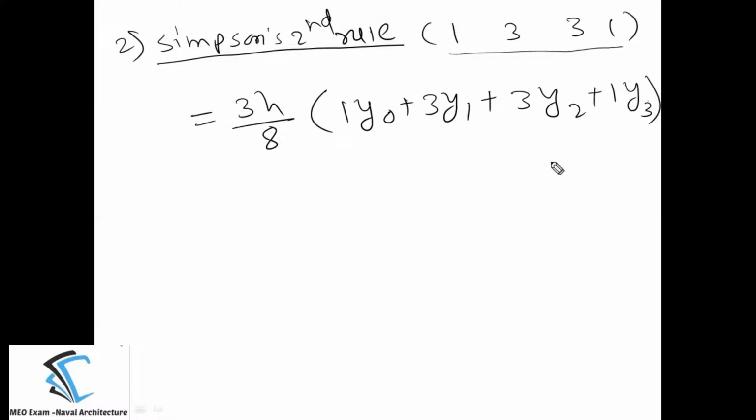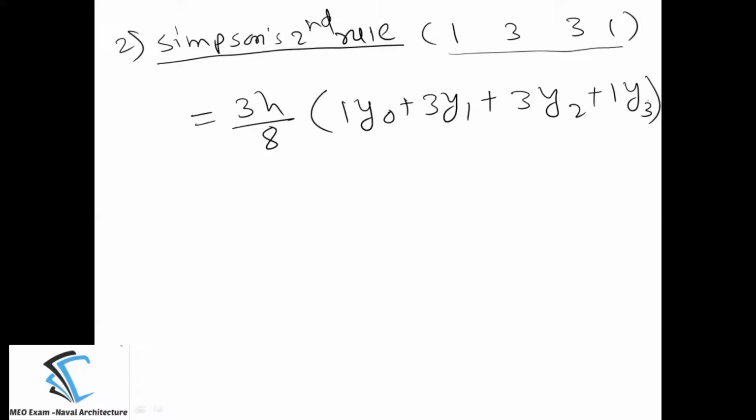So like this you can use Simpson's second rule. The rest of the things will remain the same as we have discussed earlier. If y0, y1, y2, y3 are linear dimensions, then the answer will be an area. If y0, y1, y2, y3 are areas, the answer becomes a volume. Okay, so like this there are two Simpson's rules.